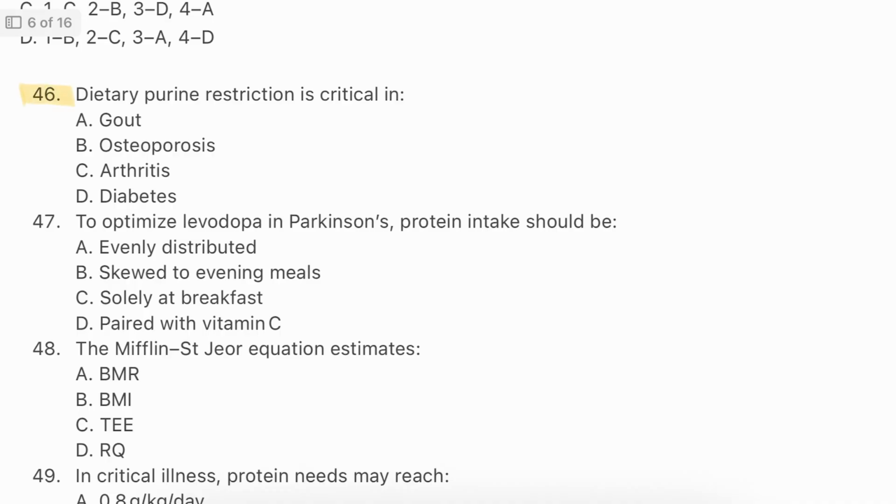Question number 46. Dietary purines restriction is critical in gout, osteoporosis, arthritis, diabetes. The answer will be A. Gout. Purines restriction lowers uric acid in gout.